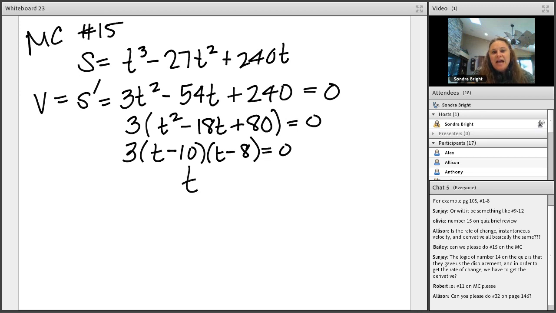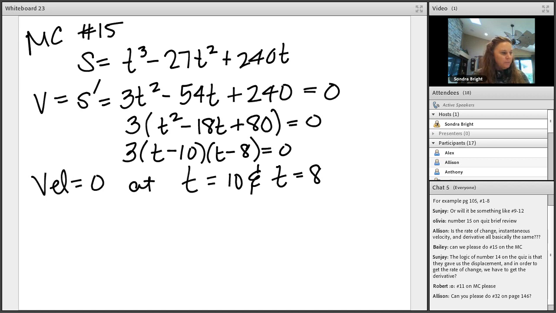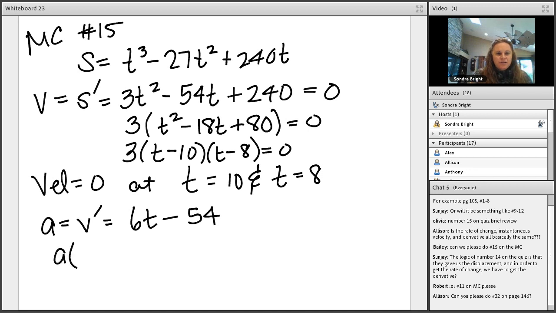And so that means your velocity equals 0 at t equals 10 and when t is 8. So at 8 seconds and 10 seconds, your velocity is 0 and your particle is stopping there. They want to know what's the acceleration at each of these times. Acceleration is the derivative of velocity, so take the power rule, 6t minus 54. Your acceleration at 8 seconds will be 6 times 8 minus 54, which is 48 minus 54. I think that's a negative 6.